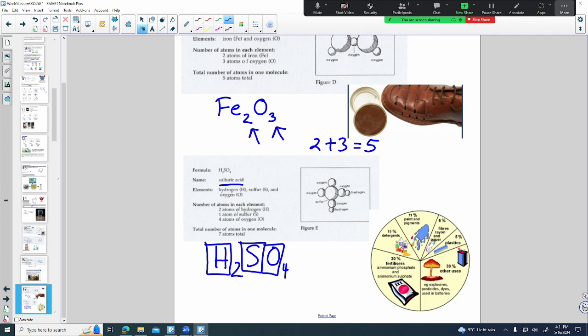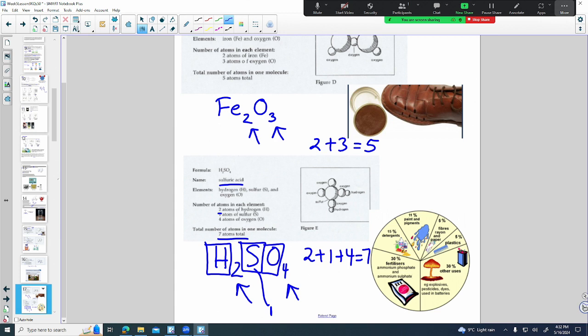Then the subscript. H2 means 2 atoms of hydrogen. You don't see a subscript for sulfur, but you already know that if you don't see a number there, that means there's one of that. And then there are 4 atoms of oxygen. So you would have to add 2 plus 1 plus 4, which gives you a total of 7 atoms in one molecule of sulfuric acid.